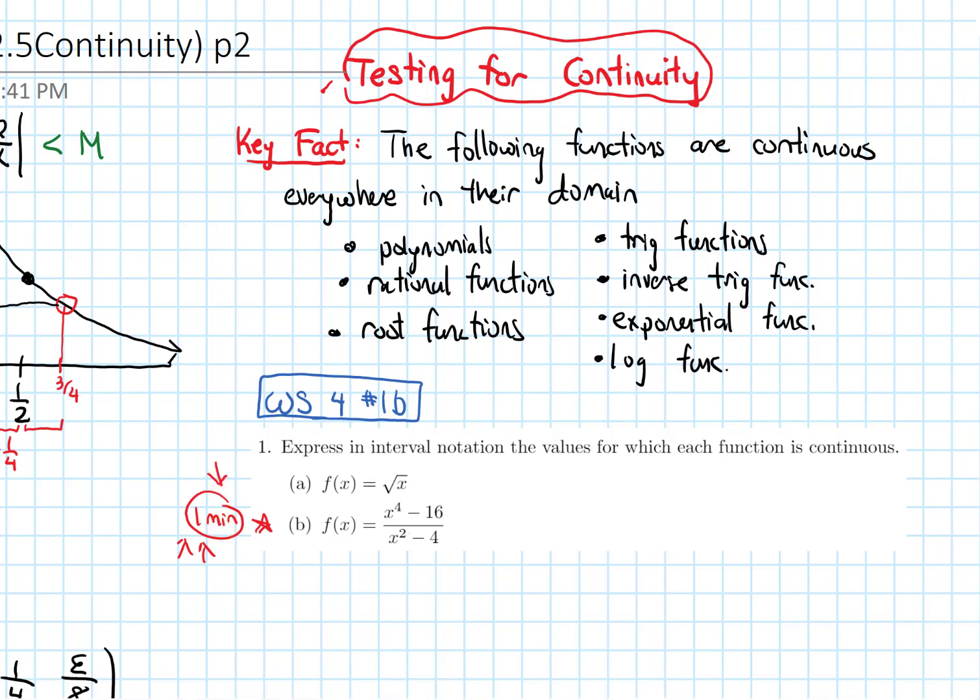Alrighty, so hopefully you paused it and tried it for a minute. The key thing here is this is just a polynomial over a polynomial, meaning this is a rational function. It is a rational function, which means it should be continuous everywhere that's in its domain. So let's find the domain of that function f.